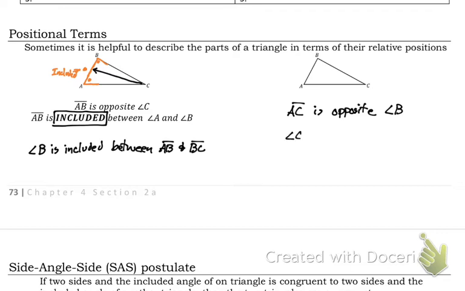I'm going to say angle C is included between, what is angle C included between? Grant? Say that one more time. BC and we have one more. And AC. Perfect. Those are the sides that comprise it.